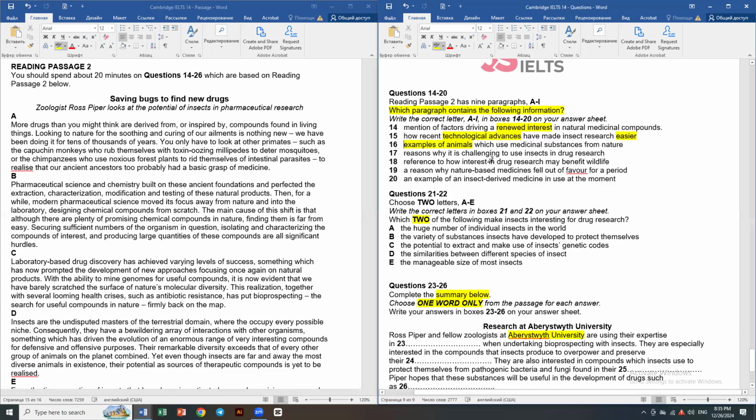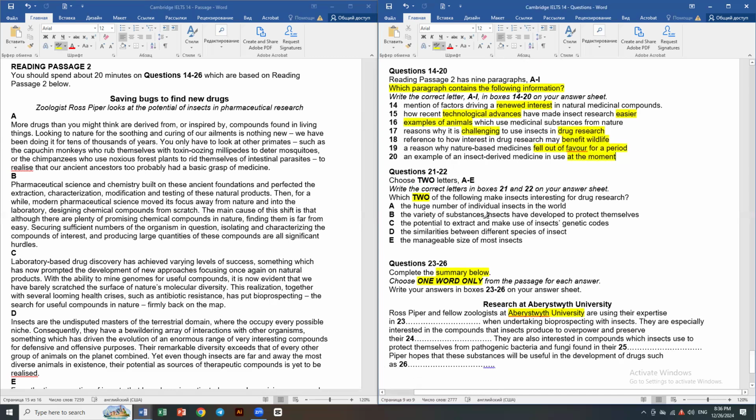The reason why it is challenging, meaning difficult, to use insects in drug research. Reference to how interest in drug research may benefit wildlife. A reason why nature-based medicines fell out of favor for a period. The thing here is that for a period means for a while. It didn't go on for long. An example of an insect-derived medicine in use at the moment. At the moment means currently, nowadays, and so on.